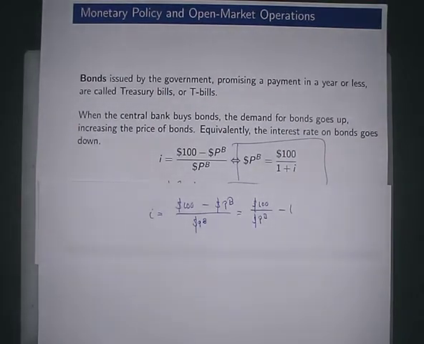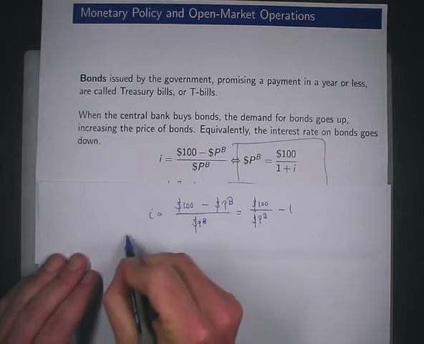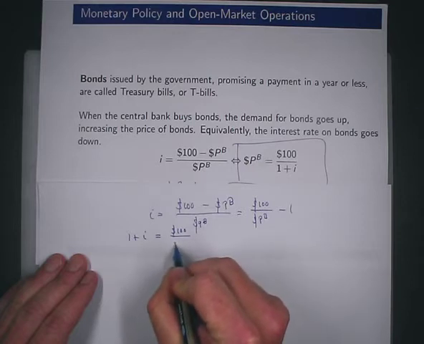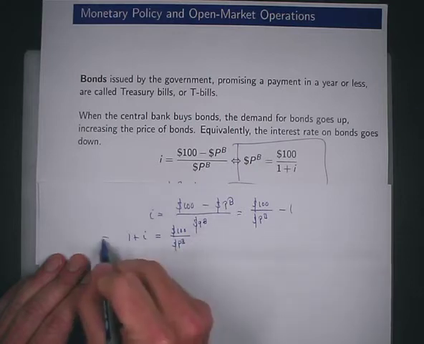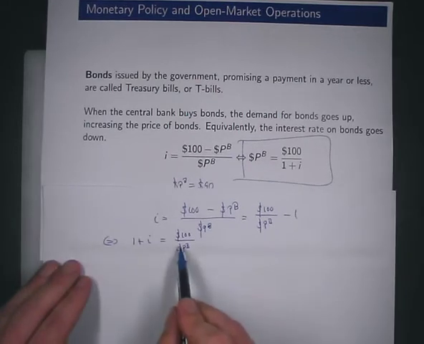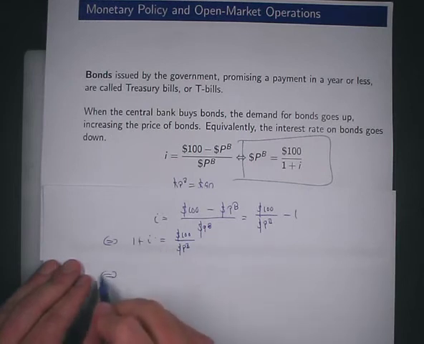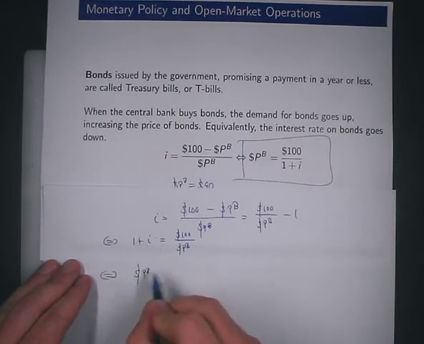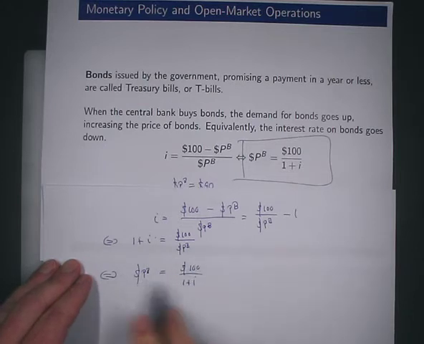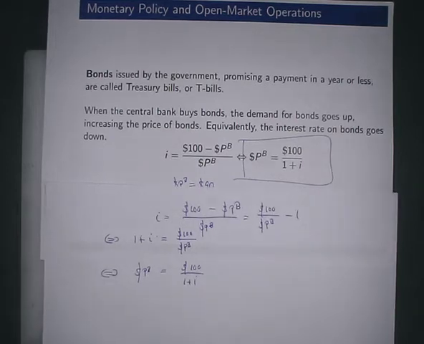Then I bring the 1 to the other side, so that 1 plus i equals 100 over the price of the bond. Then I bring the price of the bond up here and the interest rate down there. Then the price of the bond is negatively related to the interest rate, which is clear. If the price of the bond goes up from, say, $90 to $95, what happens?